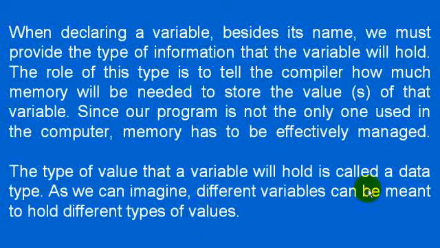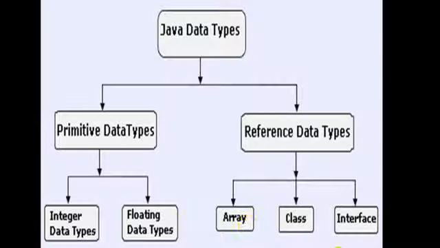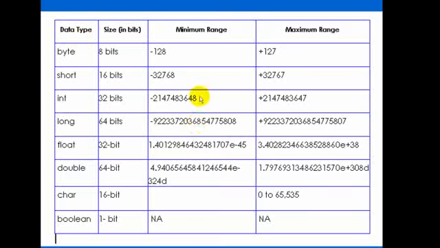As we can imagine, different variables can be meant to hold different types of values. So Java data types, we have primitive data types and reference data types. Primitive data types are the predefined data types. Under the primitive data types, we have integer data types and floating data types and its different extensions. And under reference data types, we have arrays, then classes, then interface. We shall discuss these reference data types later on. But for the time being, we are discussing the primitive data types.